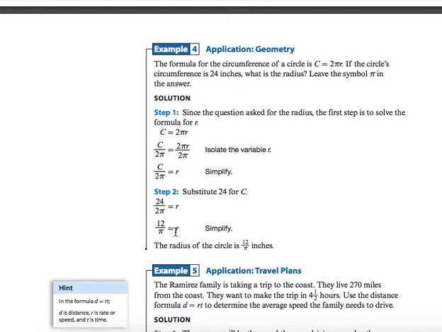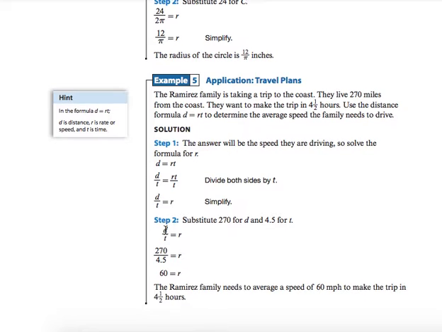You get 12 over pi as your radius. Another example would be in the form of making travel plans. The Ramirez family is taking a trip to the coast. They live 270 miles from the coast. They want to make the trip in 4.5 hours. Use the distance formula, d equals rt, to determine the average speed the family needs to drive.